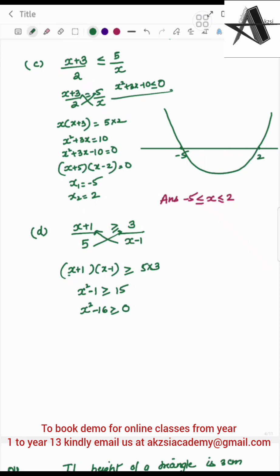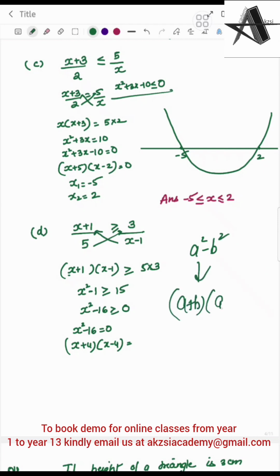Now we need to find the values. So we need to replace the inequality with an equals sign. x squared minus 16 is (x plus 4) and (x minus 4). These are the two factors. There are two ways by which you can do it. You can think of two numbers whose product should be -16 and sum should be 0, and that is 4 and -4. As well as, a squared minus b squared is a format which can directly be written as (a plus b) times (a minus b).